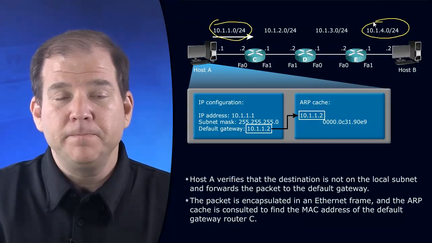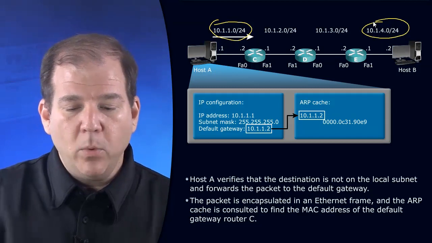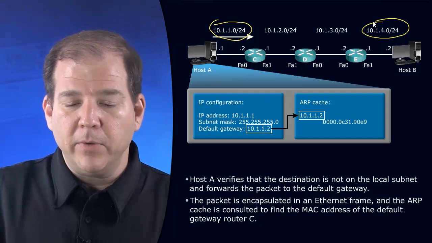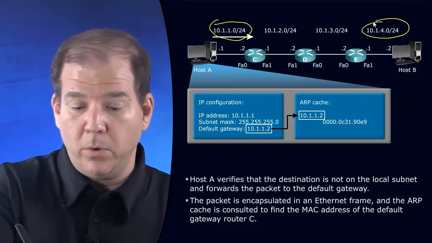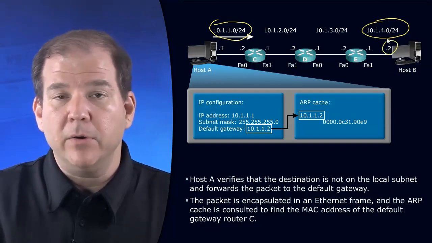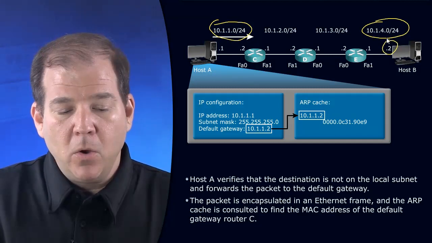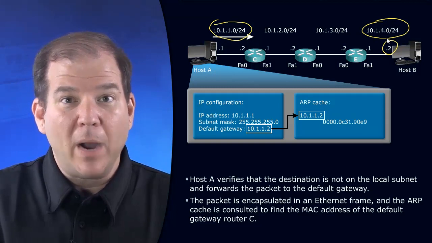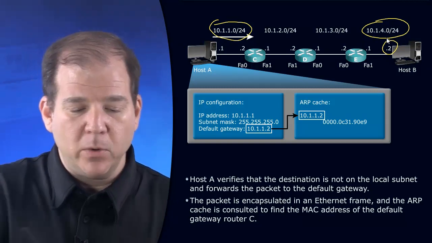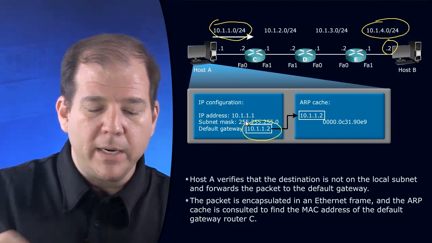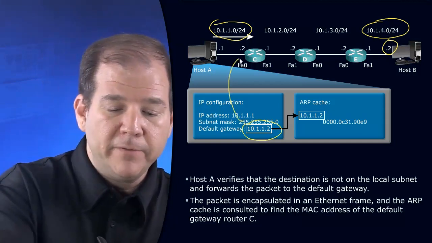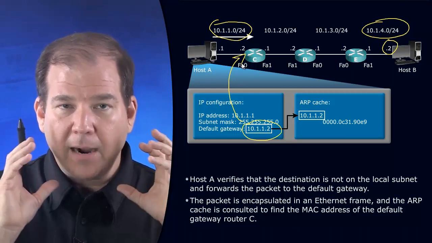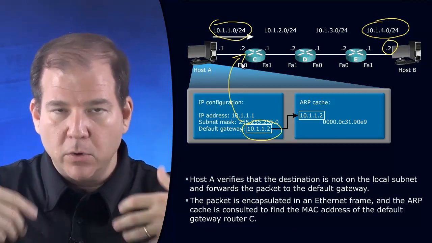We're on different networks. When we say that we want to ping host B, and we're on host A, we look at host B's IP address of 10.1.4.2, and we look at our IP address and our subnet mask, and we say, that's not local. What do we do if a destination is not local? We need to go to our default gateway. That's one of the things we get configured with. We've got a default gateway of 10.1.1.2, which is the Fast Ethernet 0 interface on router C. We need to send our packet to router C, which is then going to forward it on.